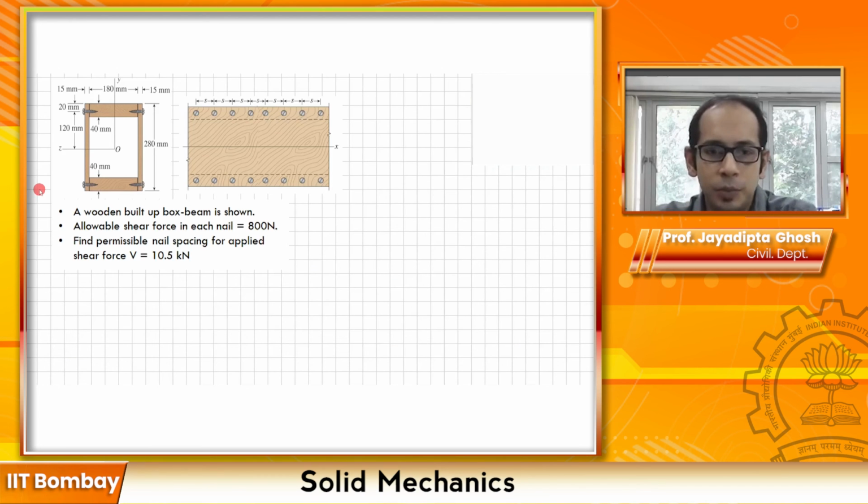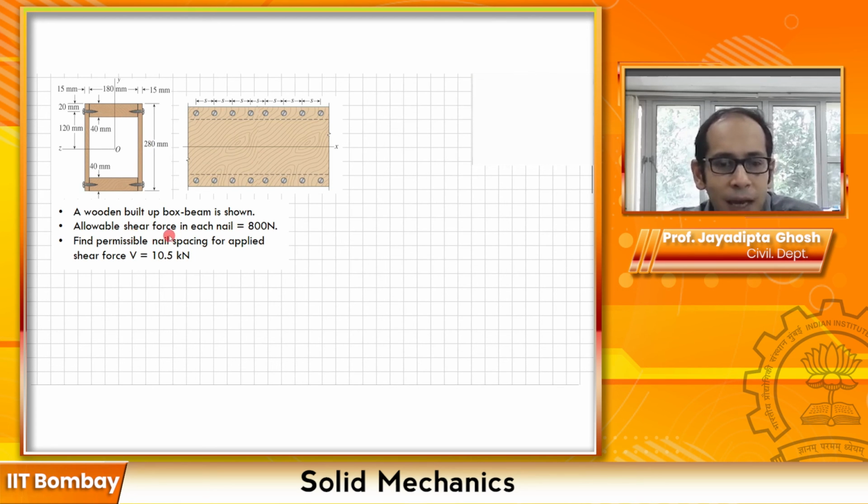So this is the first problem example on the built up section. Let's see what the problem says. You have a wooden built up box beam. It's a box beam because it looks like a box. So you have two different boards, this board over here, this board over here, and two vertical boards, and all of them are fastened with these fasteners, which are the nails over here.